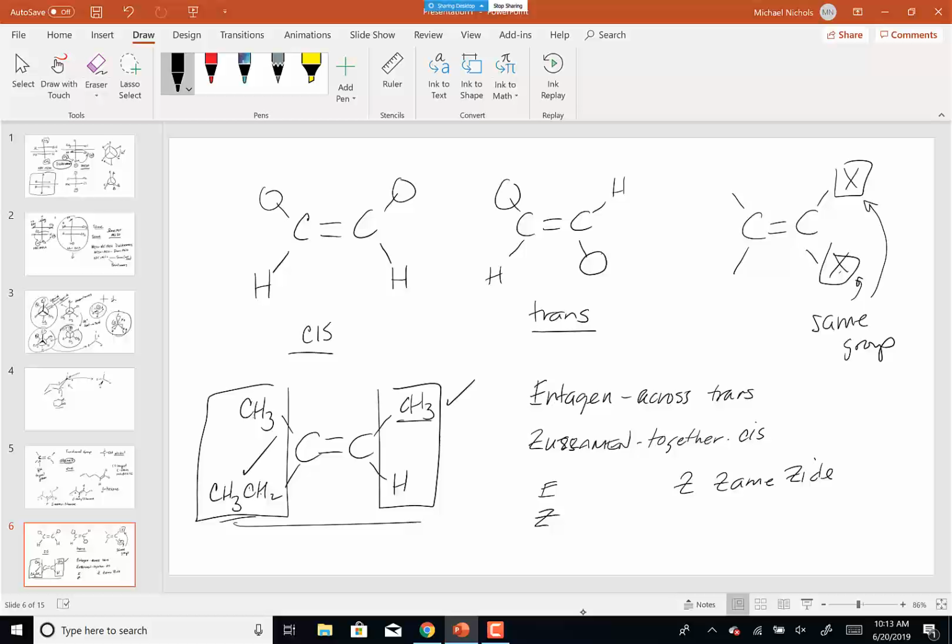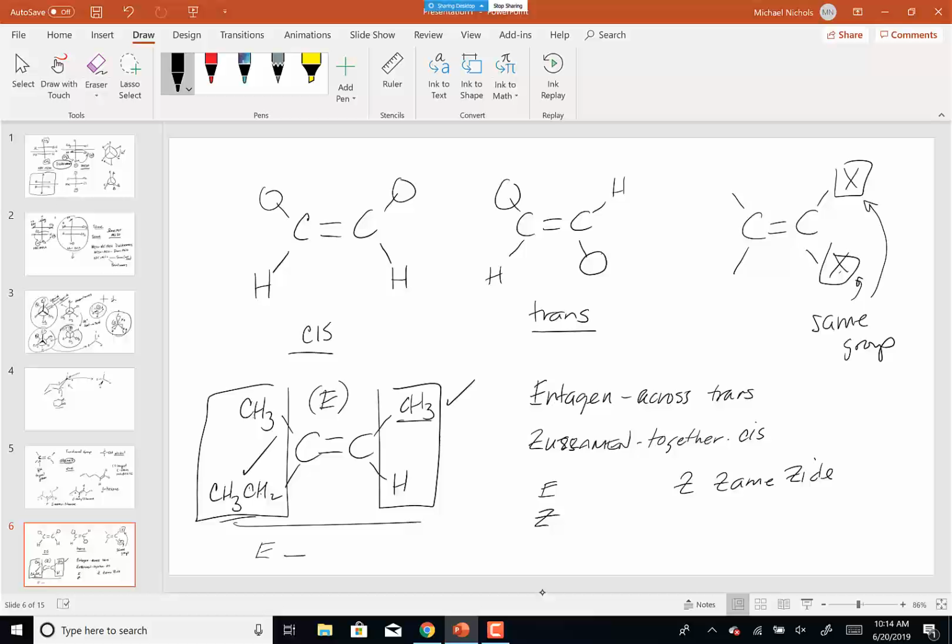So that's your cis and your trans. So then you go to this molecule, you say, oh, okay, our two high priority groups are across from each other, so this is the E isomer. And the E comes usually at the beginning of the name.